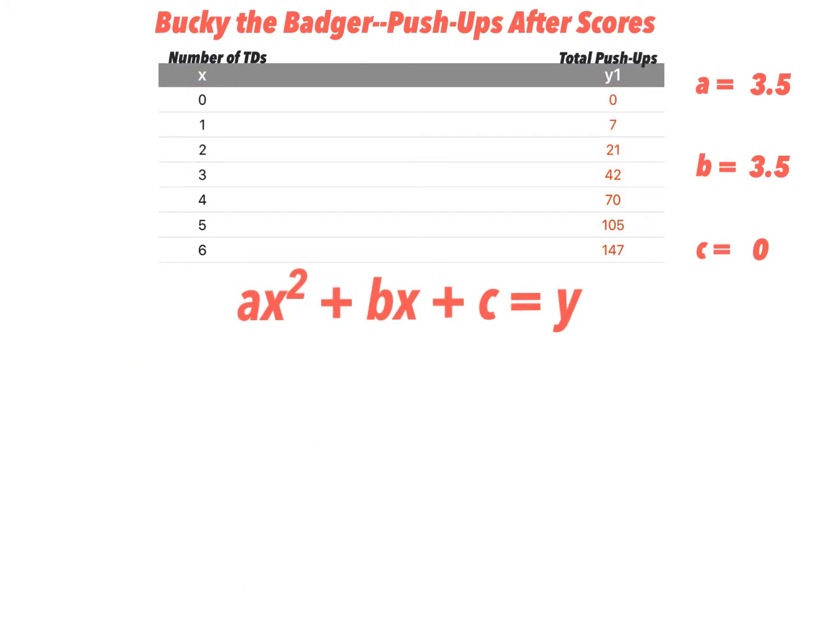So now we're set to fill in our general form for a quadratic equation. The a value is going to be 3.5, the b value will be 3.5, the c is 0, so we can forget that it's even there, and now we have ourselves a quadratic equation.